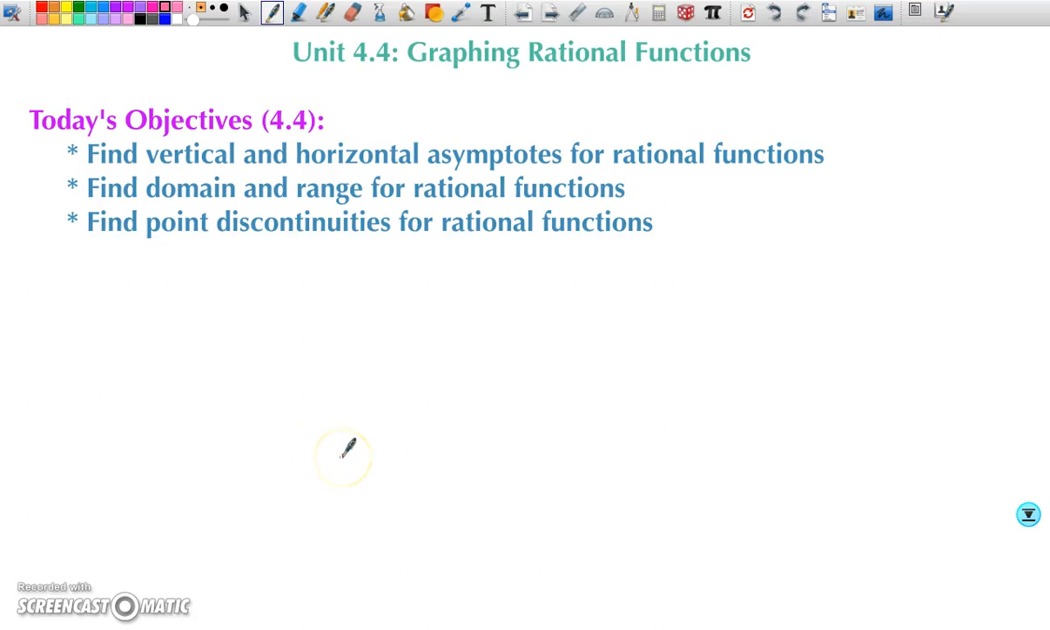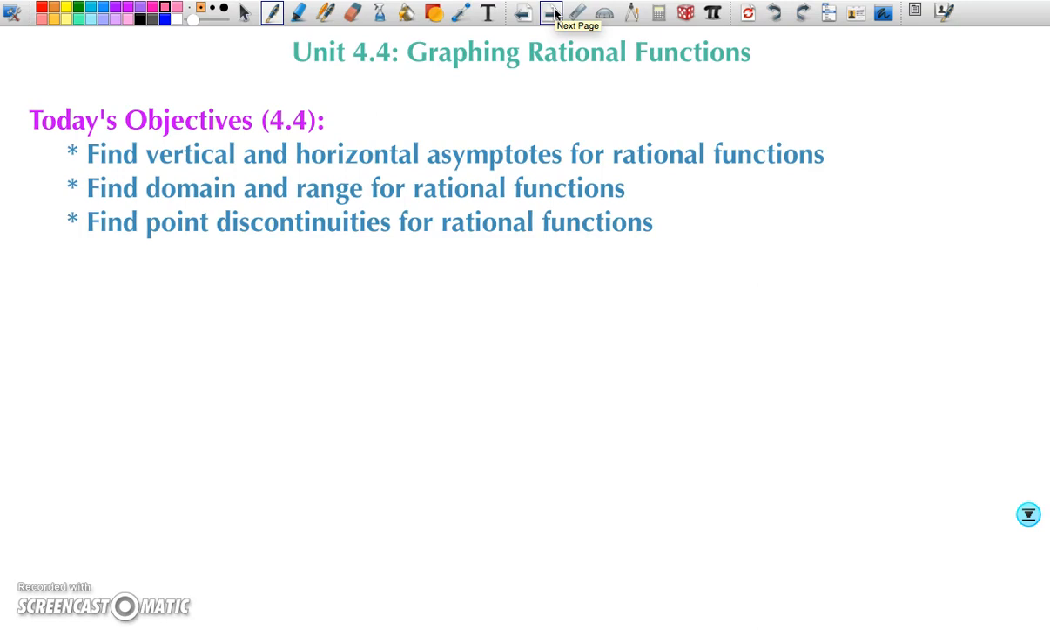In this section of Unit 4, we are going to graph rational functions, and they're a lot like reciprocal functions with a couple extra little pieces, things that are new. So we're going to still deal with vertical and horizontal asymptotes just like we did last time, domain and range just like we did last time, but we have something new which is called point discontinuities.